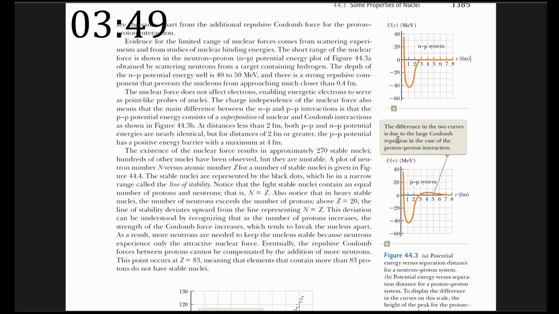The difference in the two curves is due to the large Coulombic repulsion in the case of proton-proton interaction. So here we have a little bump. So if we want to give enough energy to shoot this guy out of here and eject this electron or whatever from this little system, here it's less energy than here because here we have to overcome this extra little bump over here. So that's just some little things I'm thinking about here.